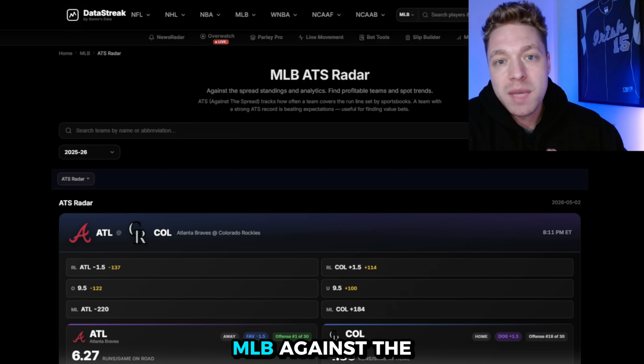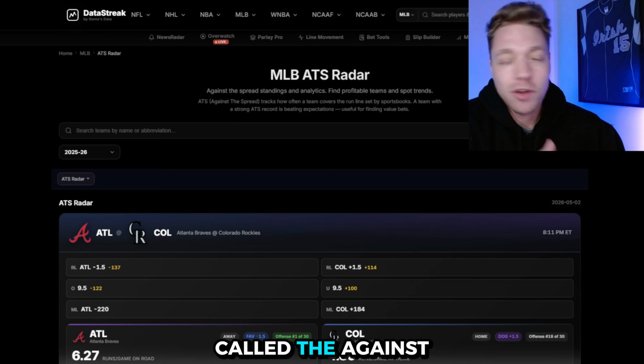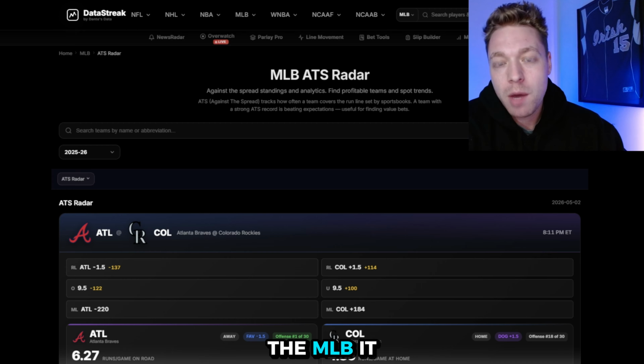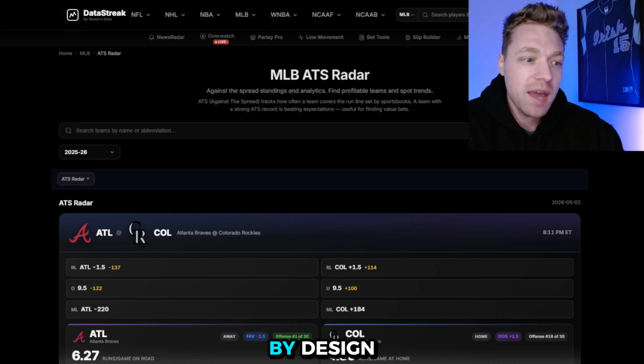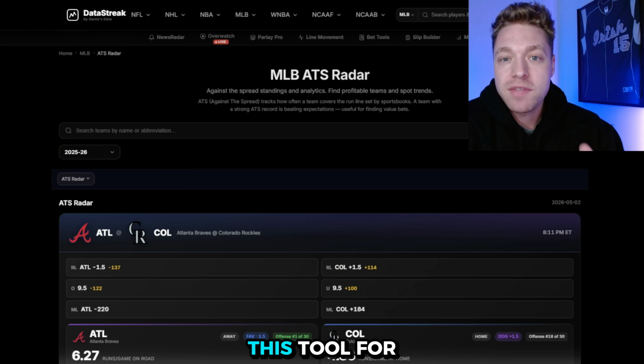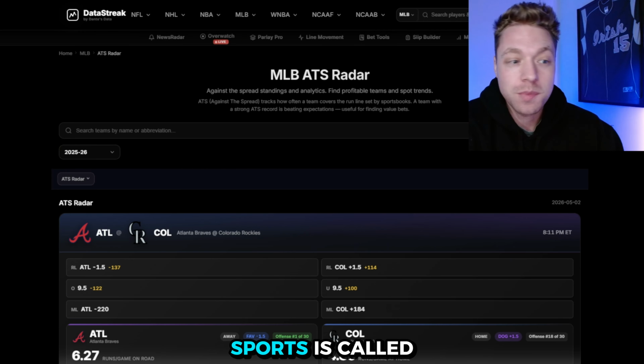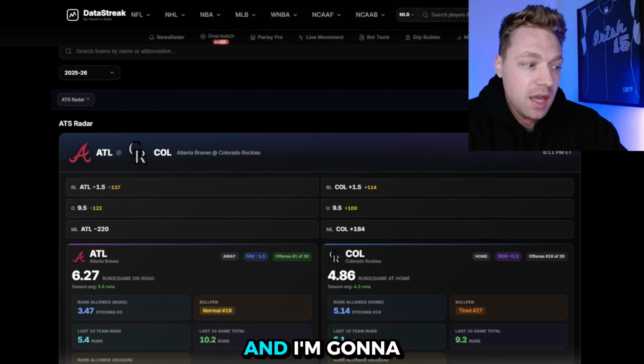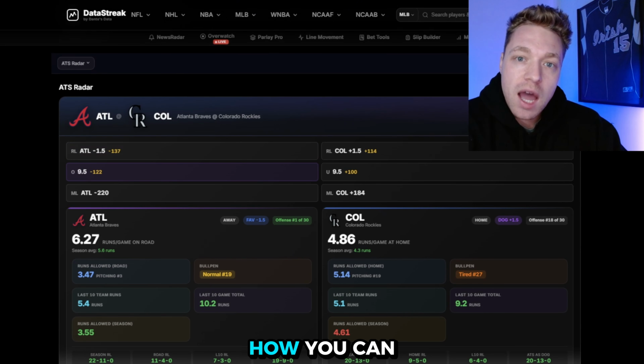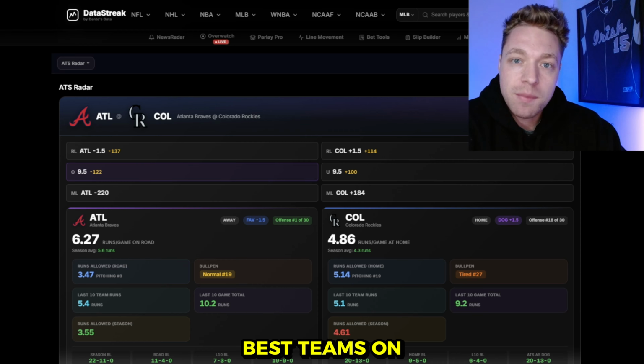Here inside the MLB against the spread radar, now it is called the against the spread radar, even though in the MLB it is called the run line. We do that by design because we have this tool for all sports, and in all other sports it is called against the spread. And I'm going to show you exactly how you can use this to find the best teams on the run line.